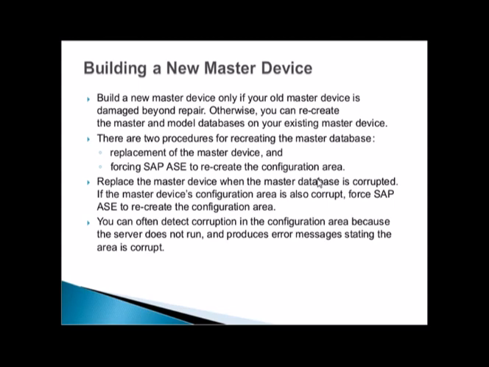So by creating the master device again, and even if the configuration area is also corrupt, you can force it to recreate the configuration area as well. You can often detect corruption in the configuration area because the server does not run and produces an error message saying the area is corrupt. So if you get this kind of message, you can still recreate the configuration area.